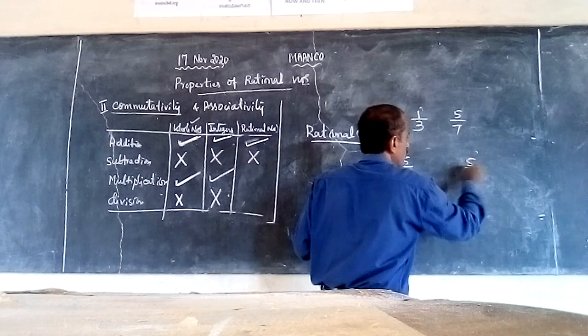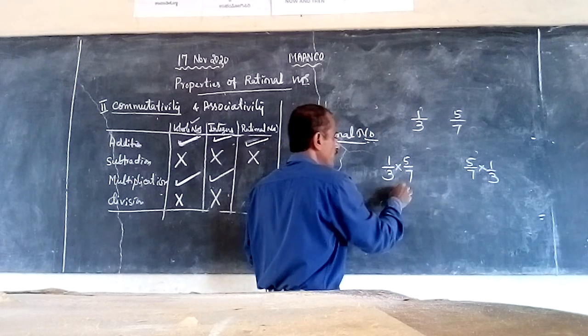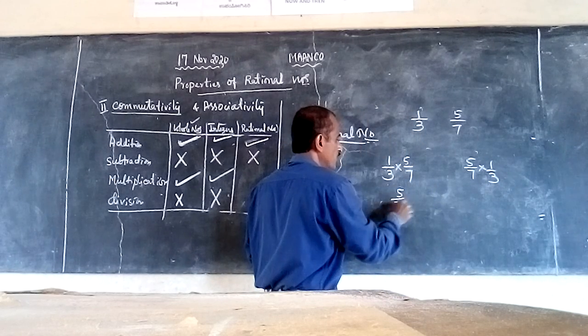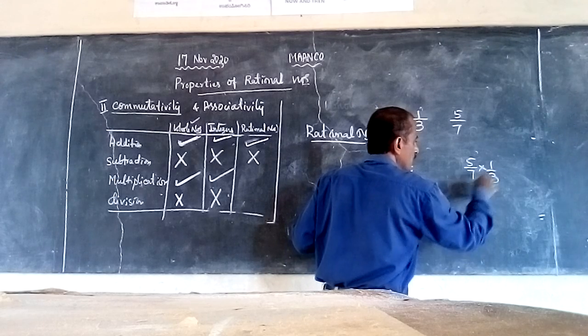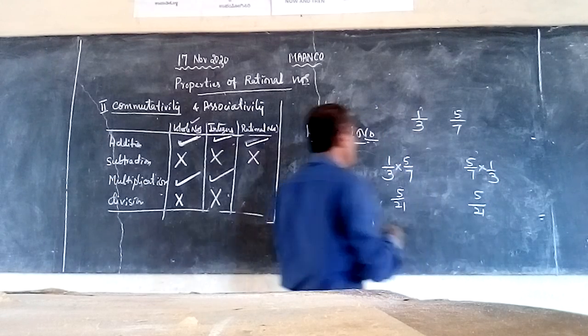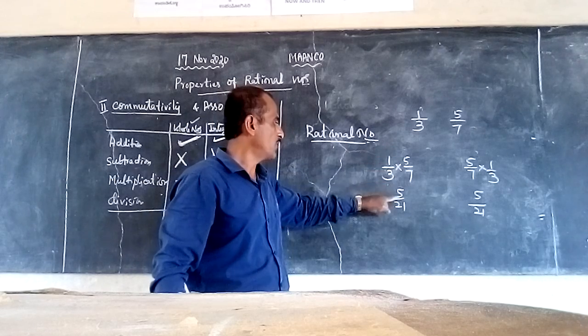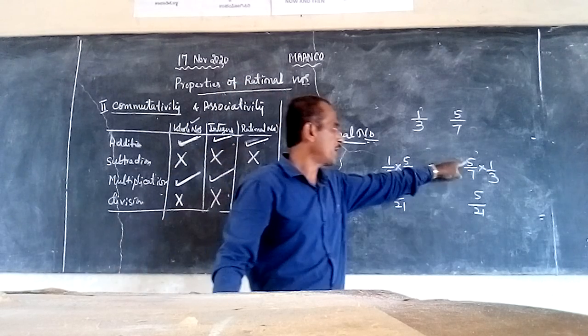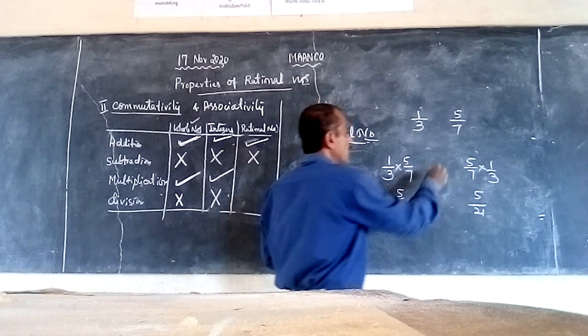Whether it is equal to 5 by 7 into 1 by 3. What is the answer of this? 1 into 5 is 5, 3 into 7 is 21. Here 5 into 1 is 5, 7 into 3 is 21. See, 1 by 3 into 5 by 7 is equal to 5 by 21. 5 by 7 into 1 by 3 is also 5 by 21.